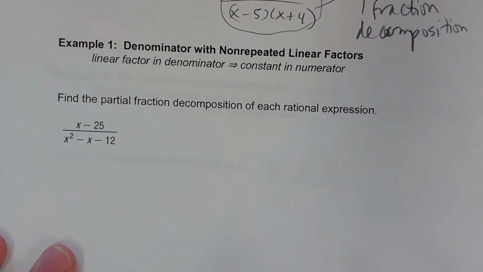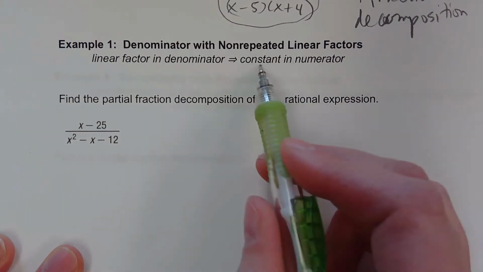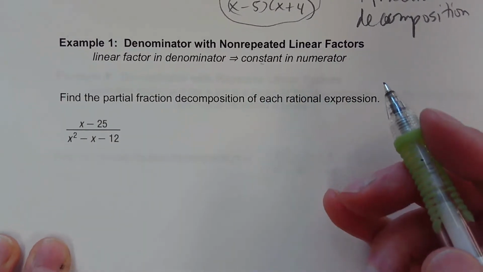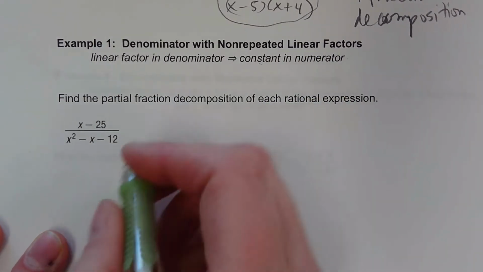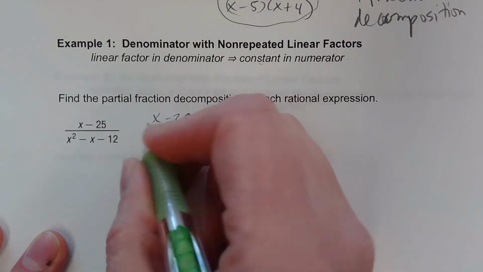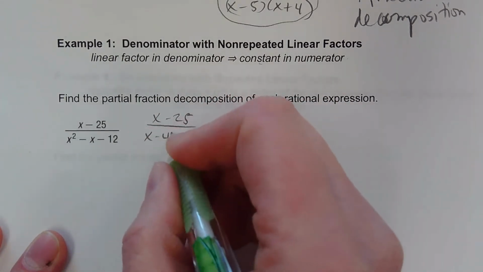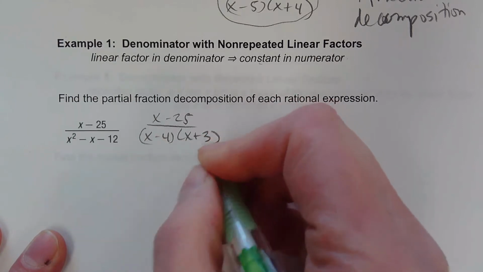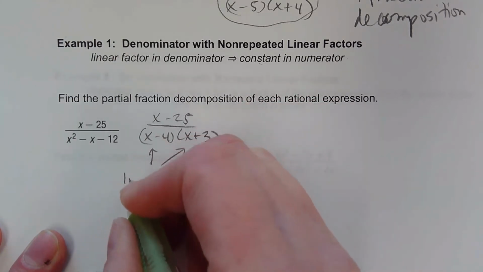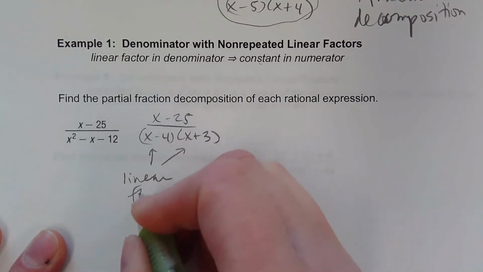We are looking at a denominator with non-repeated linear factors. So that's our first example. Let's go ahead and look at this fraction. If I factor my denominator, I have an x minus 4 and an x plus 3. And these are both linear factors and they are not repeated. The linear factors are different.